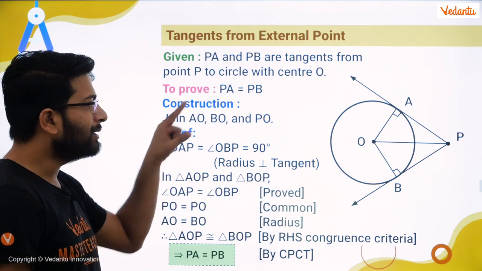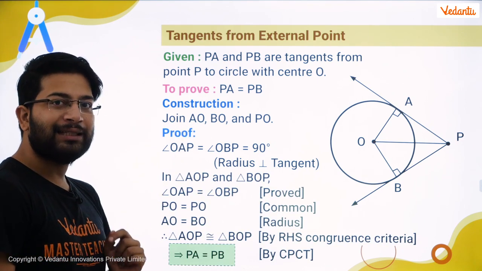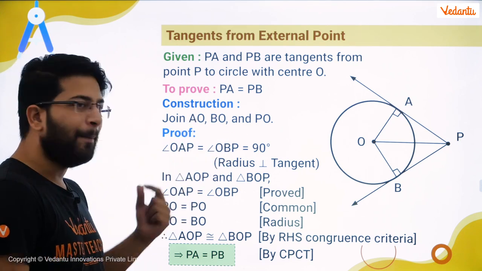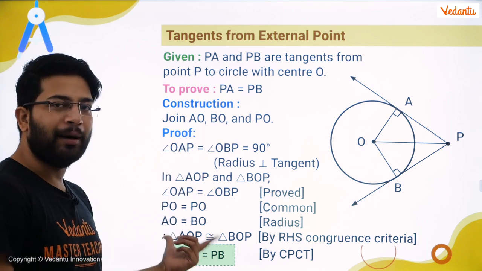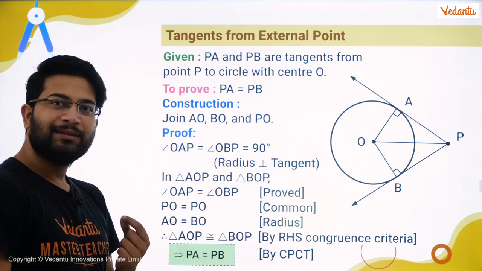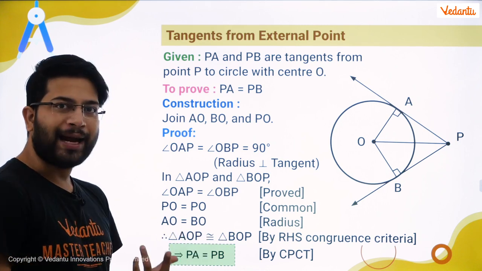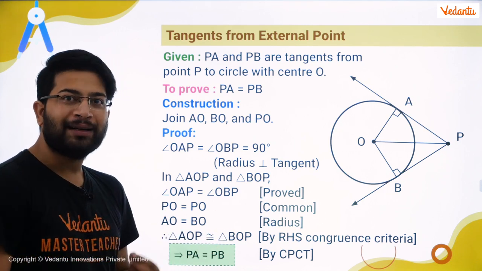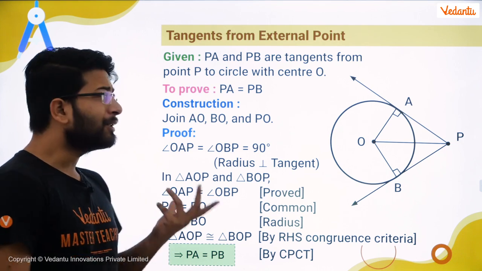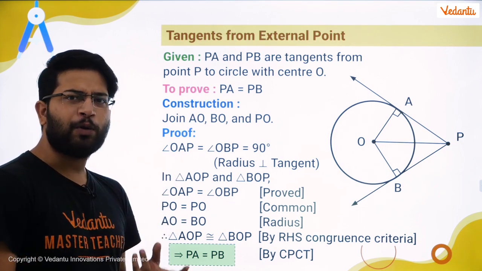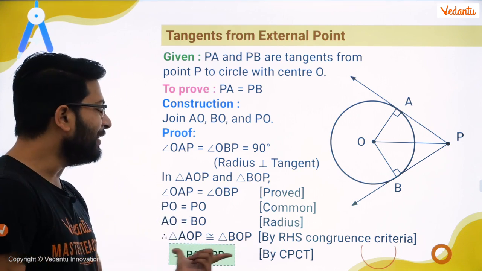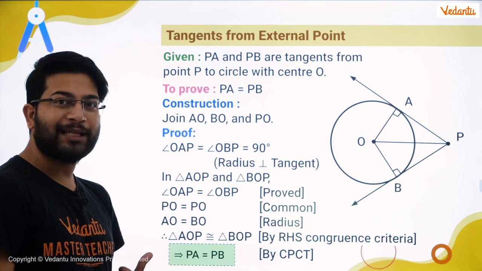Now in the two triangles AOP and BOP, one angle is equal, AO is equal to OB, both are radii, and PO is common. So with the help of the RHS criteria, both the triangles are congruent, right? If both the triangles are congruent, their corresponding sides must be equal also. That's it. So champ, in this circle chapter, we only have to apply the congruency and similarity concepts. So by CPCT, we can say PA equals PB. I hope it is clear.